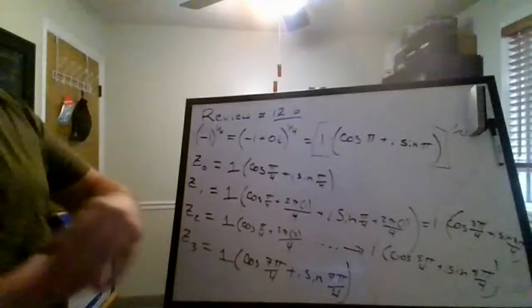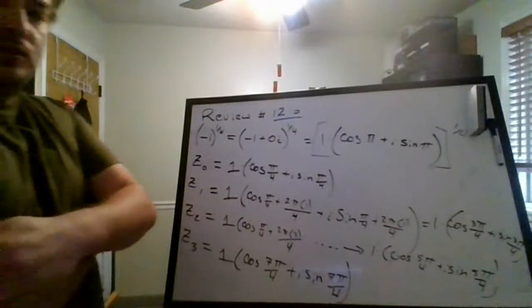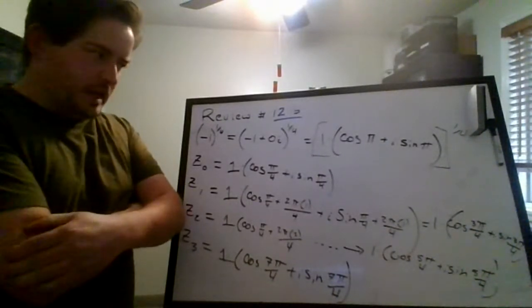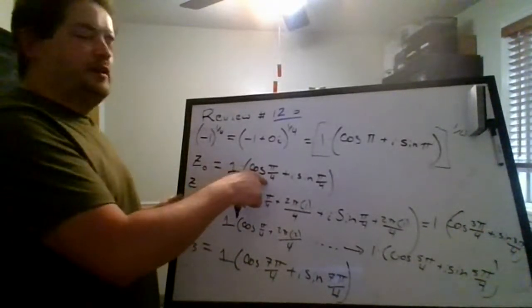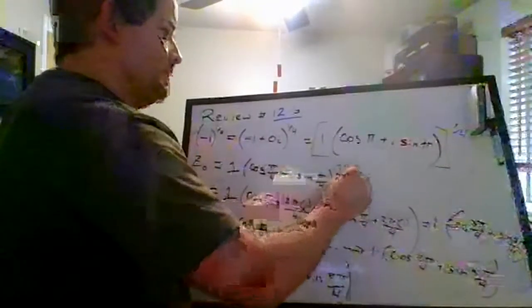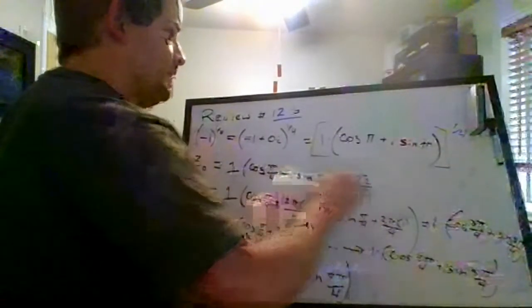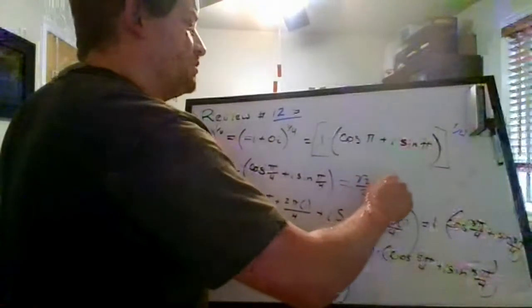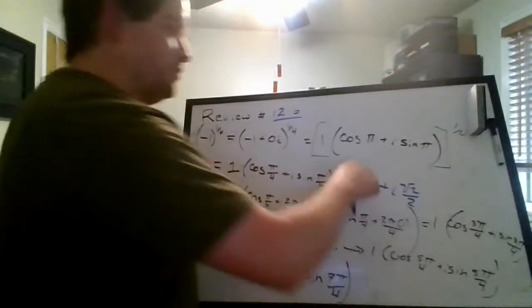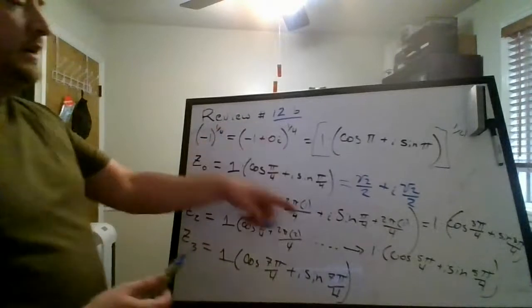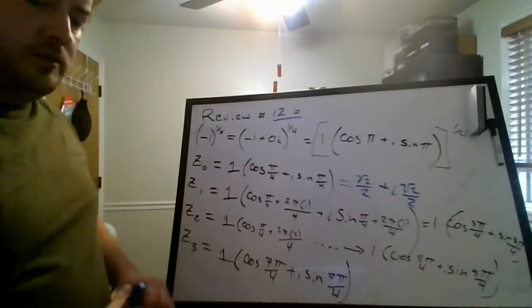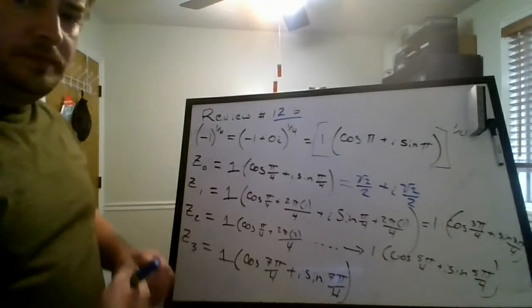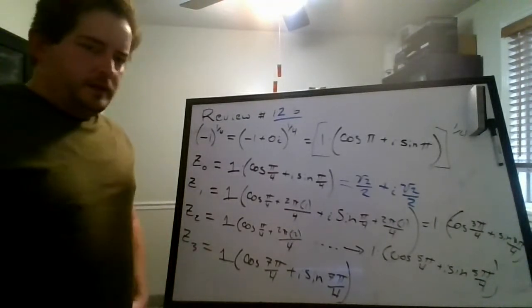You might have to take these solutions and then put them into a plus bi form, right? But you should be able to do that. Cosine of pi fourths is root 2 over 2. Sine of pi fourths is root 2 over 2. So I have root 2 over 2 plus i root 2 over 2. And you can do that similarly for all of them. I won't do that here. You should be able to do that. All right, let's take a look at, I think, number 1.